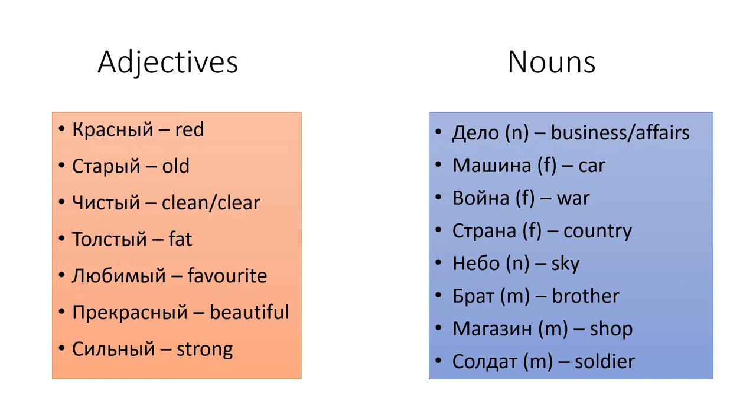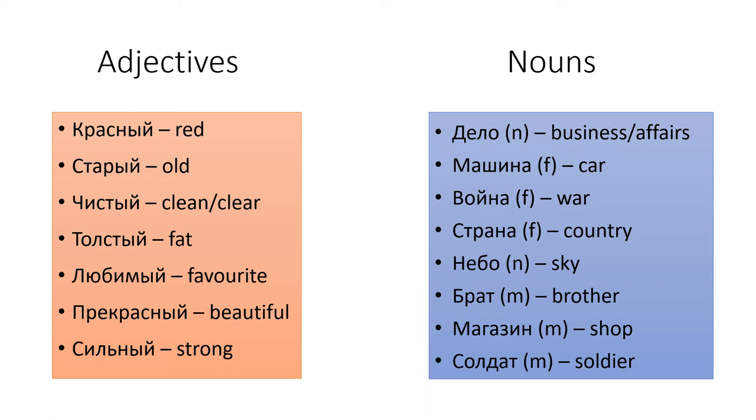Okay, next we have a little bit of a task for you to do. On the right I have a list of nouns, and in the brackets I've written NFFFNMMM. That just stands for neuter, feminine and masculine, to help you decide what kind of ending to put on the adjective to make it agree. On the left we've got our adjectives. We've got красный, meaning red. Старый, which is old. Then we've got чистый, clean or clear.